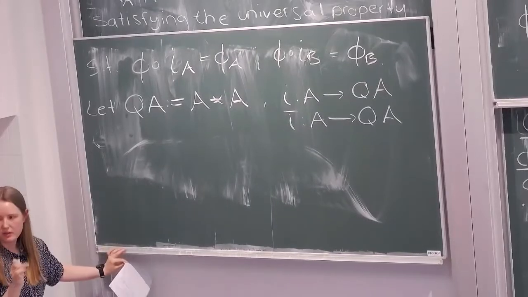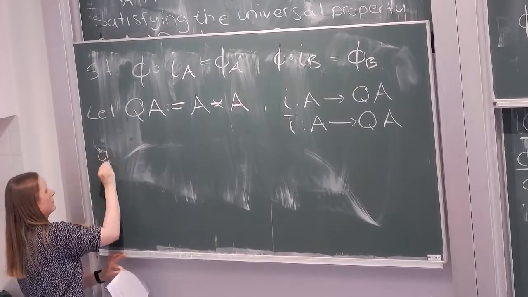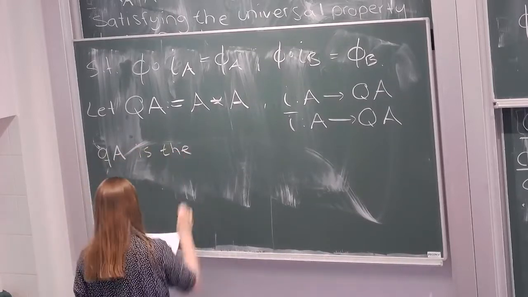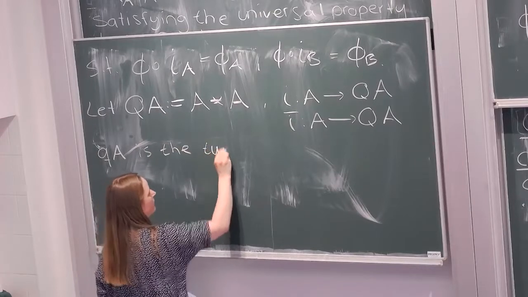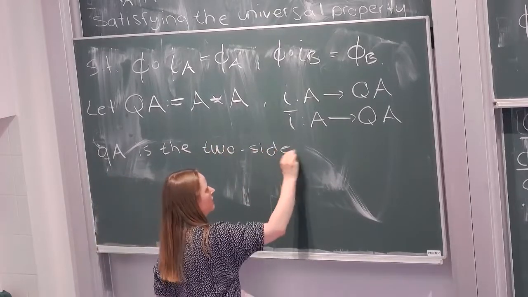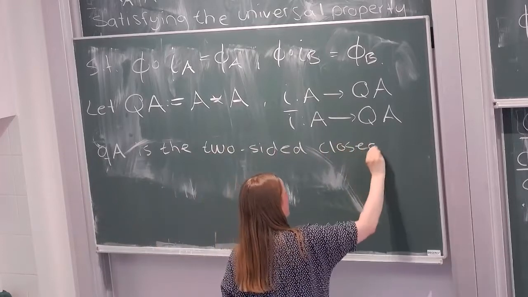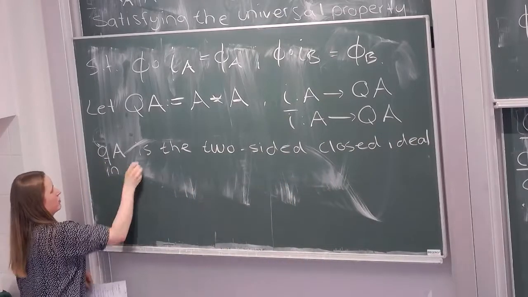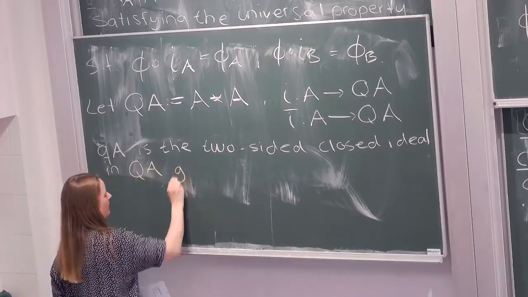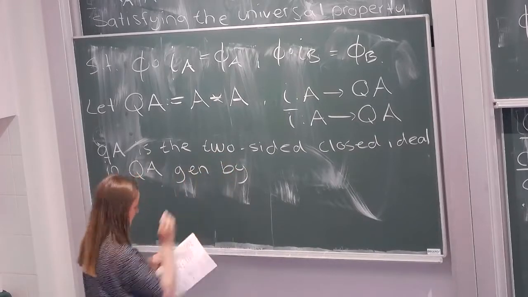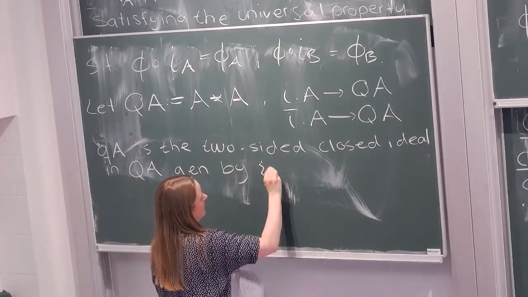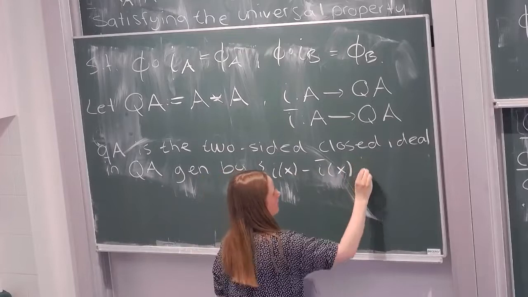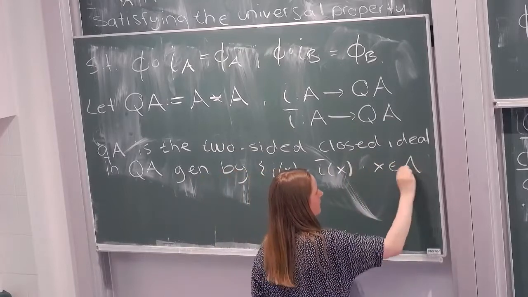Okay, so now I can define this ideal. Little qA is the two-sided closed ideal inside big QA generated by this set here of I of X minus I bar of X, X in A.